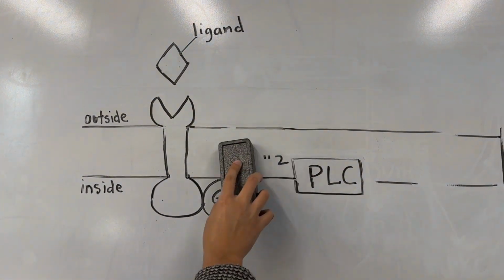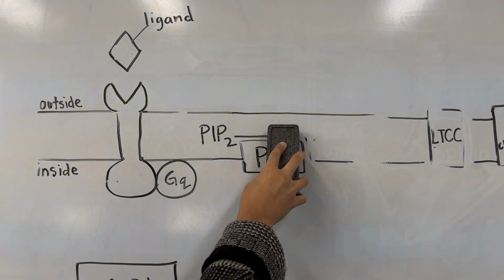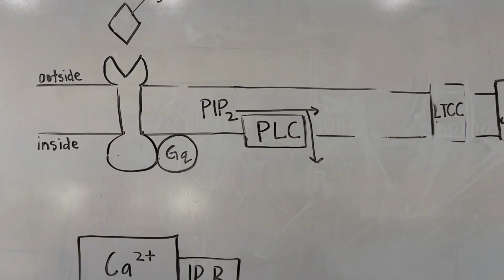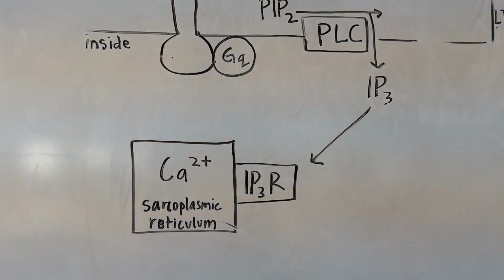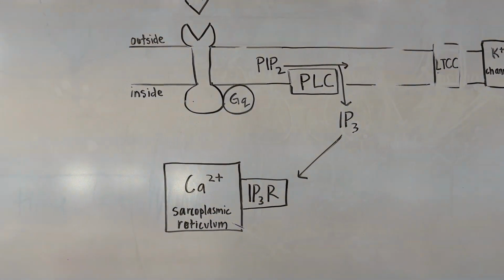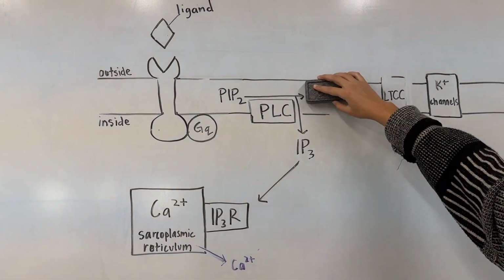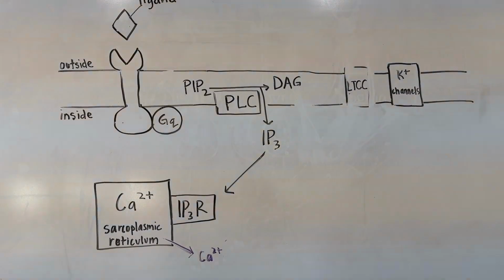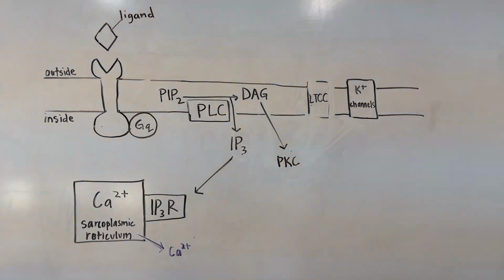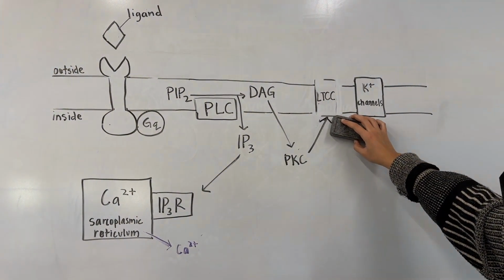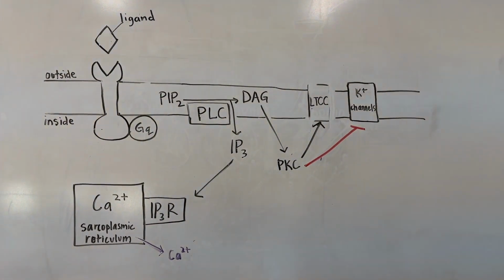PLC then converts phosphatidylinositol biphosphate, or PIP2, to inositol triphosphate, or IP3, and diacylglycerol, DAG. IP3 binds to the IP3 receptor on the sarcoplasmic reticulum, which causes the calcium ions to flow into the cytosol. DAG activates protein kinase C, or PKC, which activates L-type calcium channels and inhibits potassium ion channels, allowing more calcium ions to flow into the cytosol.